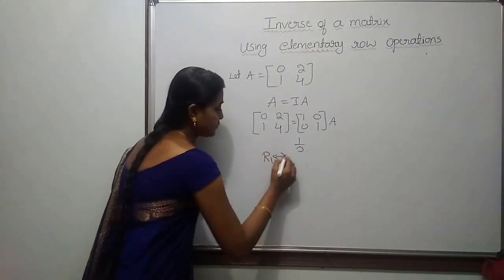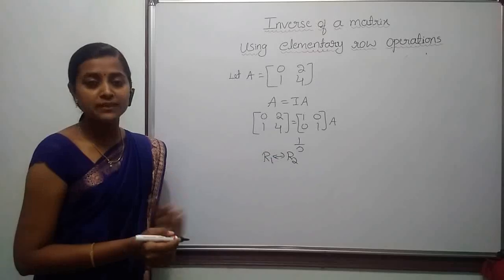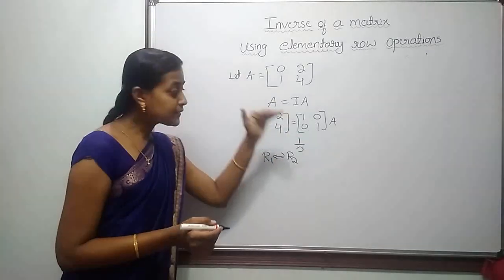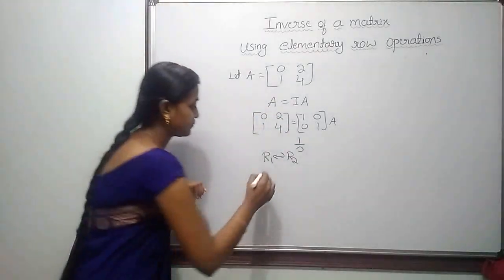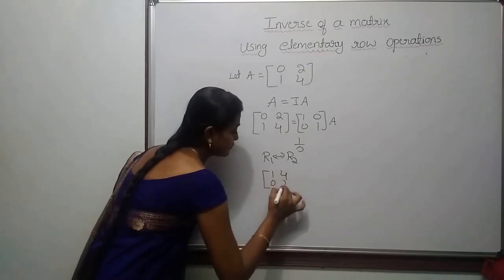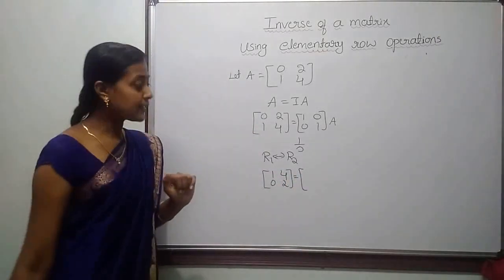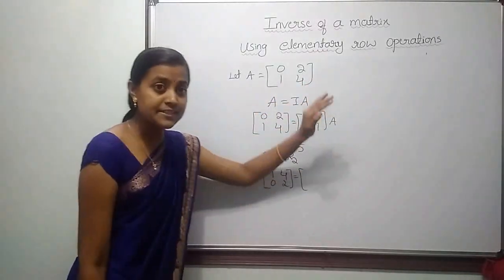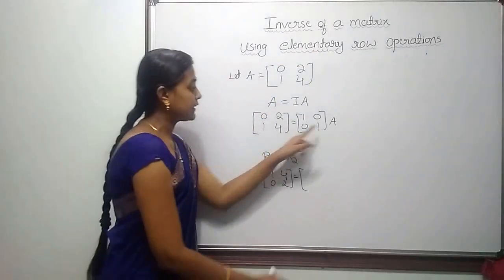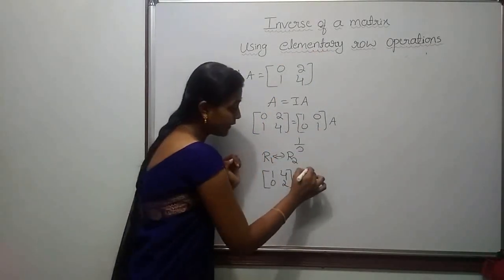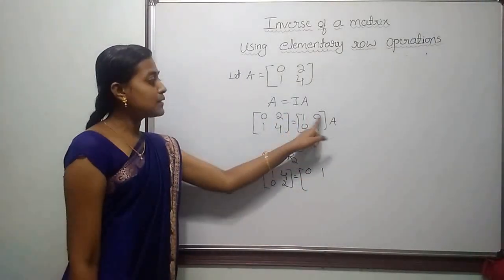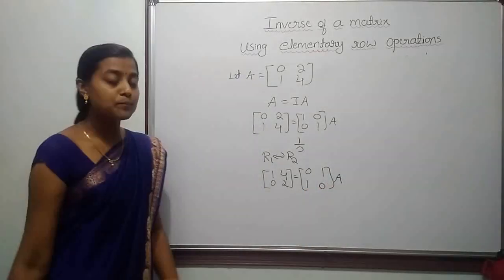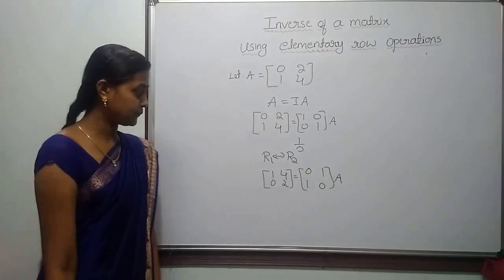Apply the operation R1 interchange with R2. That is, write the elements of R2 in place of R1 and elements of R1 in place of R2. Similarly, write the elements of R2 of the matrix in the RHS in place of R1. That is, I will write 0 and 1 in the first row and elements of R1 in the second row. I applied the same operation in the RHS also.